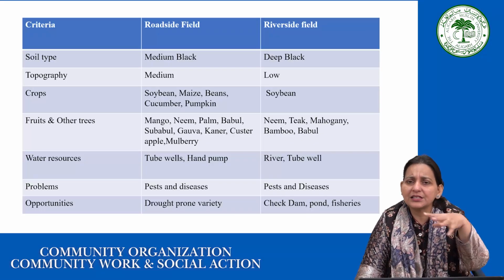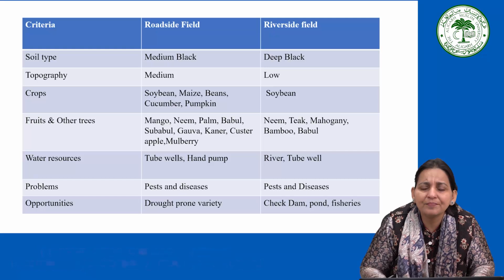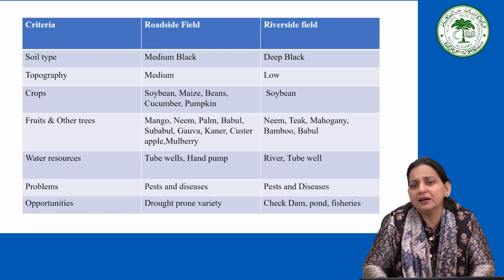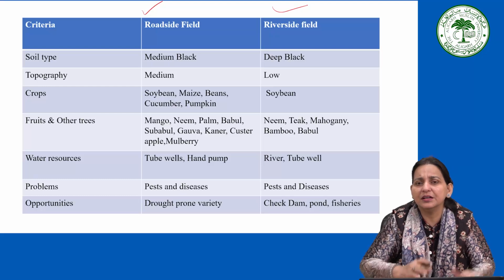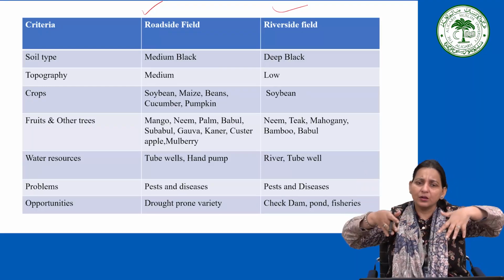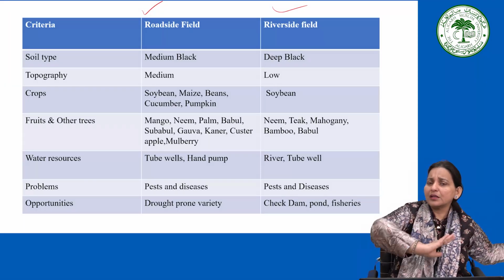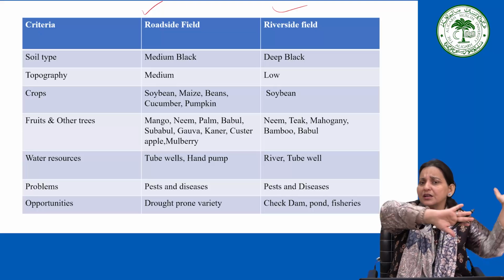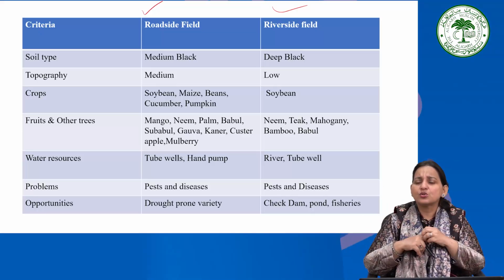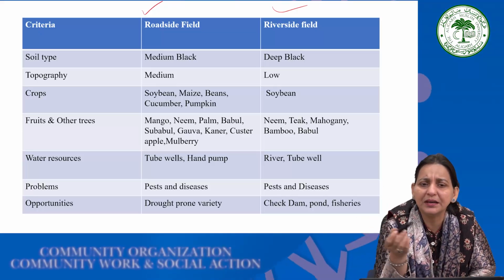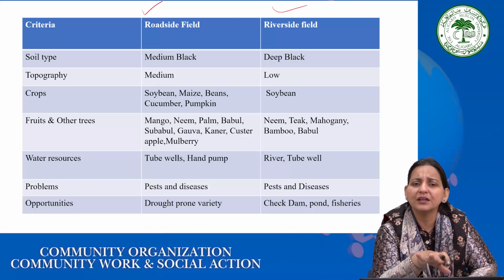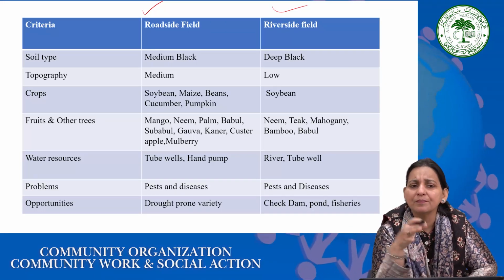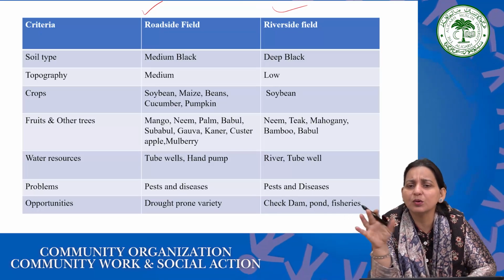So let me bring one example here. This is the criteria of one village. There was one roadside field, and another was a riverside field. In this village a river is going through, and another part of the community was near the main roadside. The soil type of both was medium black, and near the riverside it was deep black. Topography in the roadside field was medium; in the riverside field it was low.